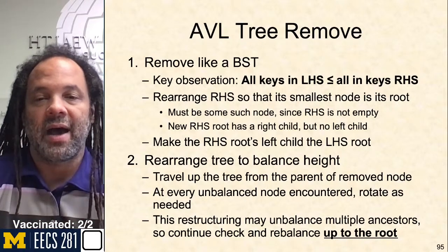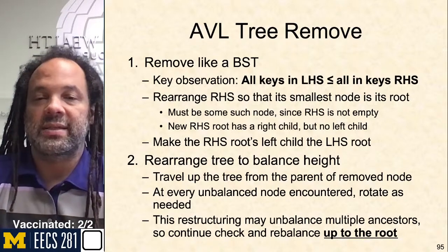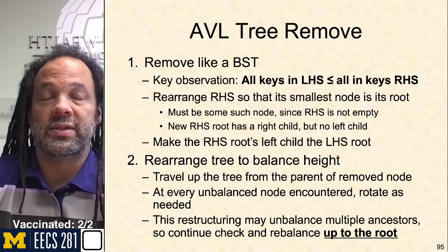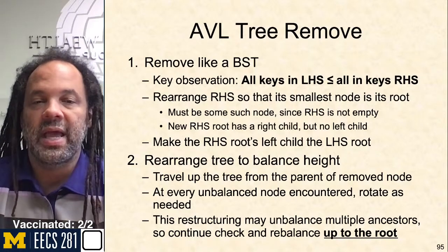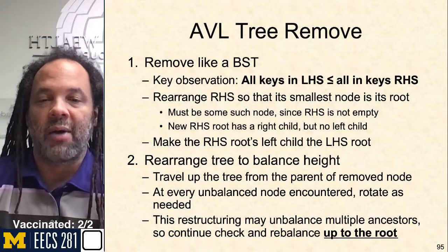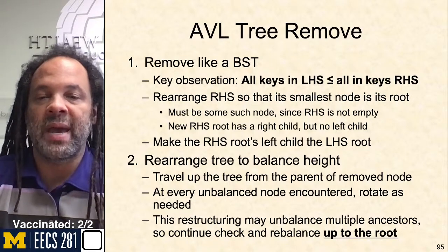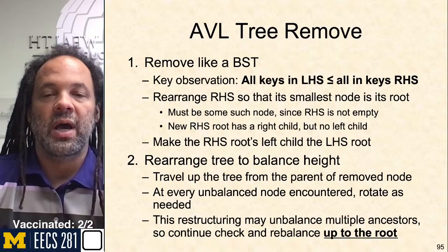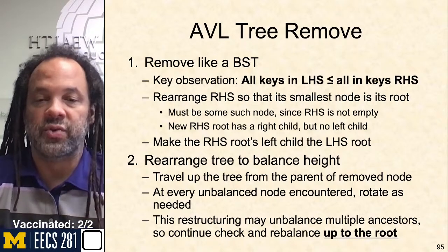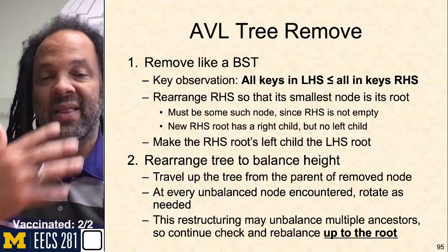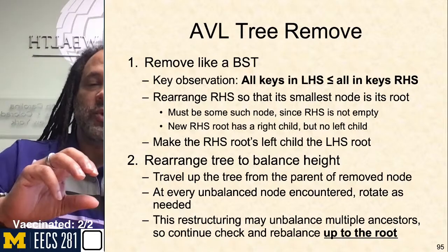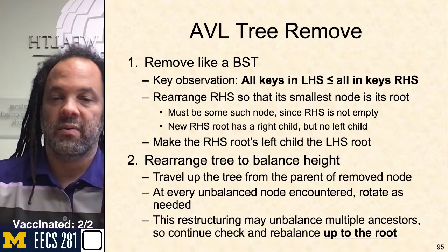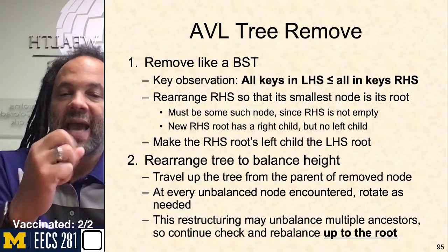We've always got our same BST removal. We know that you find the in-order successor and replace the node that we're deleting, and we should be good. However, when we pull something up there, we may have made that tree shorter and caused an imbalance. So we sometimes have to rearrange the tree to keep that height balanced. So we travel up the tree from the parent of the removed node, right? You start with the node that you're going to take out.